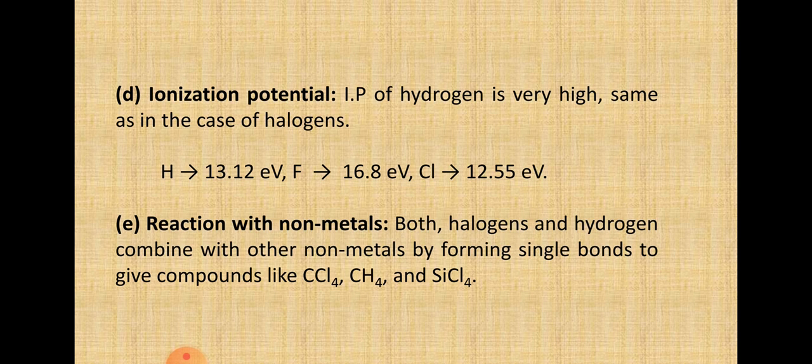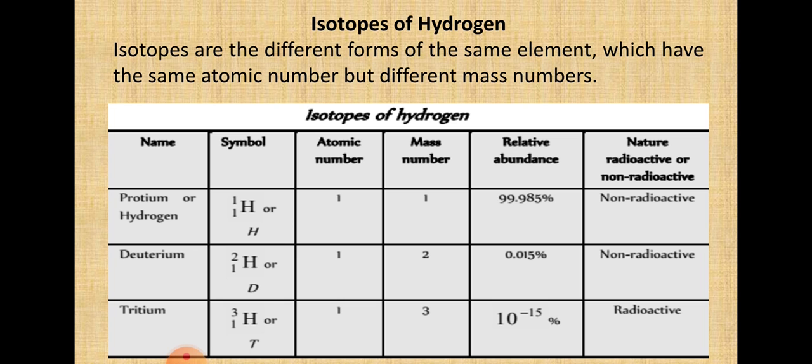If we talk about ionization potential, the ionization potential of hydrogen is very high, same as in the case of halogens. Reaction with nonmetals: both halogens and hydrogen combine with other nonmetals by forming single bonds to give compounds like carbon tetrachloride, methane, and silicon tetrachloride.